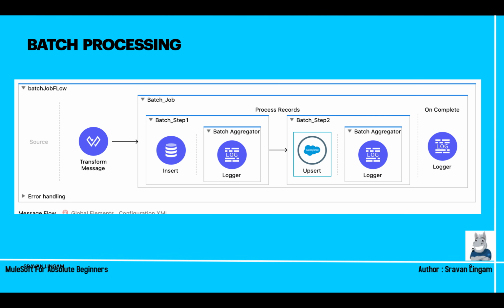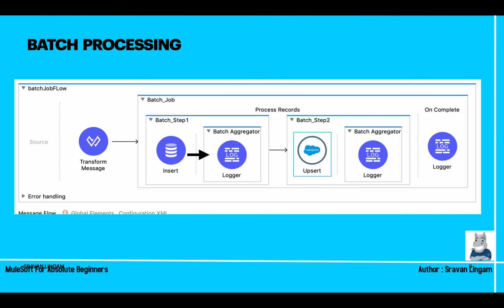So it will look like this. Batch, the input will come here. The input of batch step 1 is always the payload value that is there just before this one. In this case, it is the transfer message payload. Now it will go inside batch step 1 and process whatever is there. Then it will go to the batch aggregator, and whatever value you specify in the batch aggregator, it will take those.